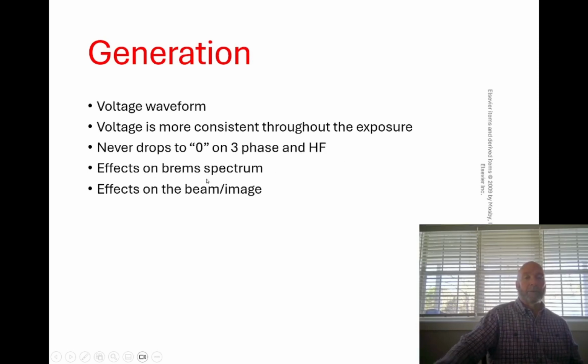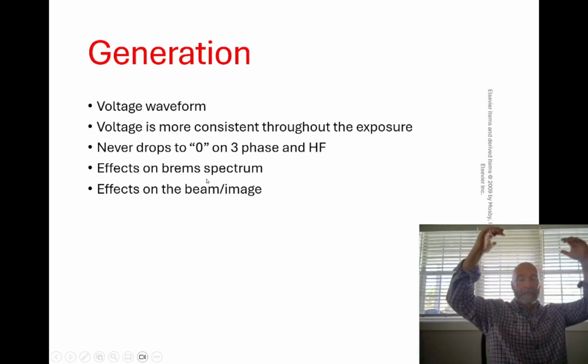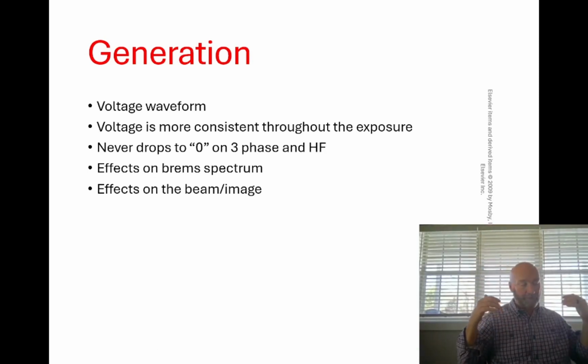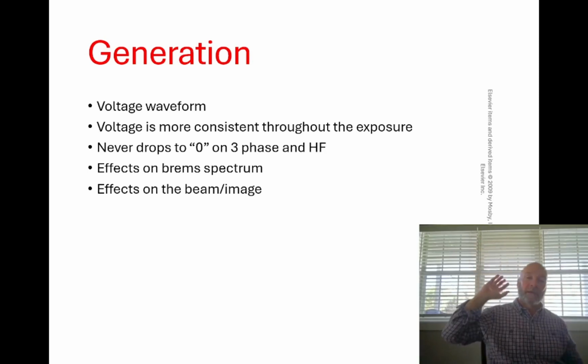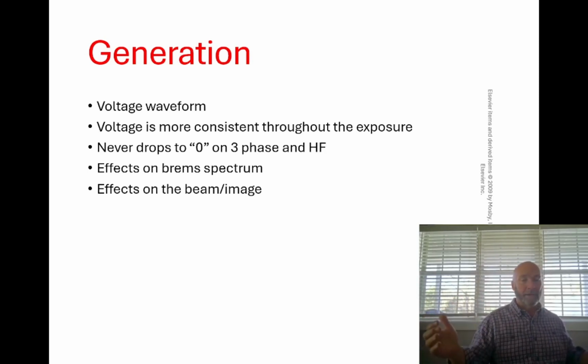So what that does to the Bremsstrahlung spectrum is it increases the output from single phase to three phase. It increases output, so the height of the bubble goes up, and then it pushes it towards the high energy side. It doesn't change the minimum or the maximum. It has no effect on the characteristic spectrum. It just increases the numbers, and it pushes towards the high energy side.